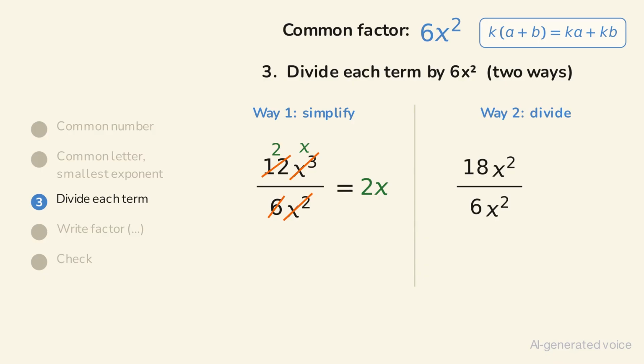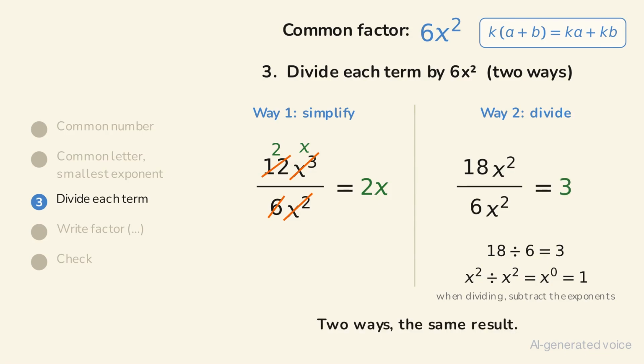The second way is dividing directly. First we write the fraction, 18x squared over 6x squared. Now we divide part by part. 18 over 6 is 3. And x squared over x squared is x to the 0, which is 1. The x disappears. That gives 3. 2 different ways and the same result.